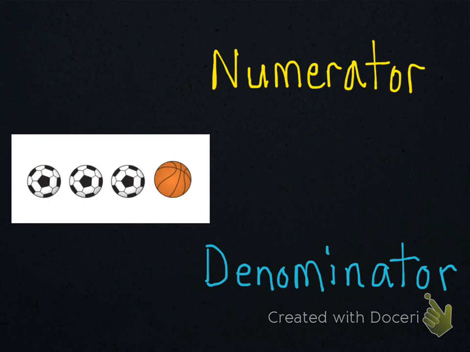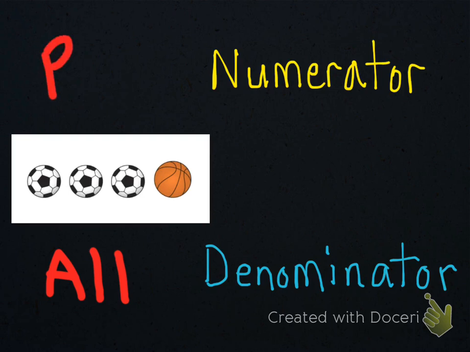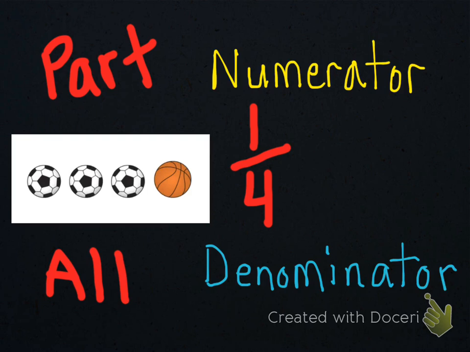Let's do another example. As you remember, the denominator or the bottom number represents all of the things in our set. The numerator is going to represent just part of the set that I'm asking about. So look at the picture of the different balls. If I asked what fraction of the balls are basketballs, you would count and say, well, I only see 1 basketball. That is the part I'm asking about. That's your top number or your numerator. And how many balls are all together in the set? We have 4 altogether, so that's my denominator.